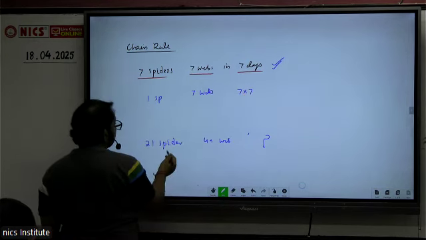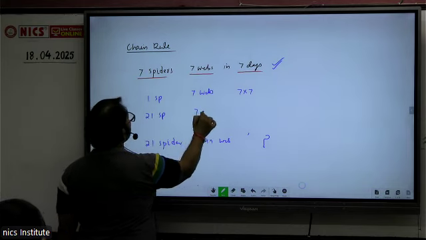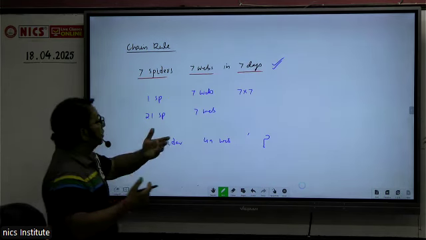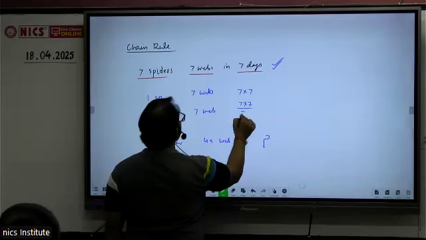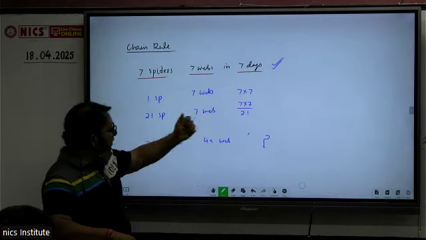So now in the next step, I can write 21 spiders. So 21 spiders will make 7 webs in how many days? Now spiders have become more. So the number of days should be less. Should be 7 into 7 by 21. Because when the spiders have increased, days will decrease.